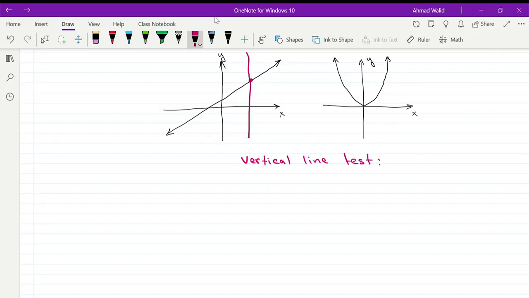You see, when I draw here, this red vertical line, it only intersects this line at one point. Or if I draw here, again in one point. If I draw here, again in one point. Or in this parabola, if I draw here, only in one point. If I draw here, only in one point.